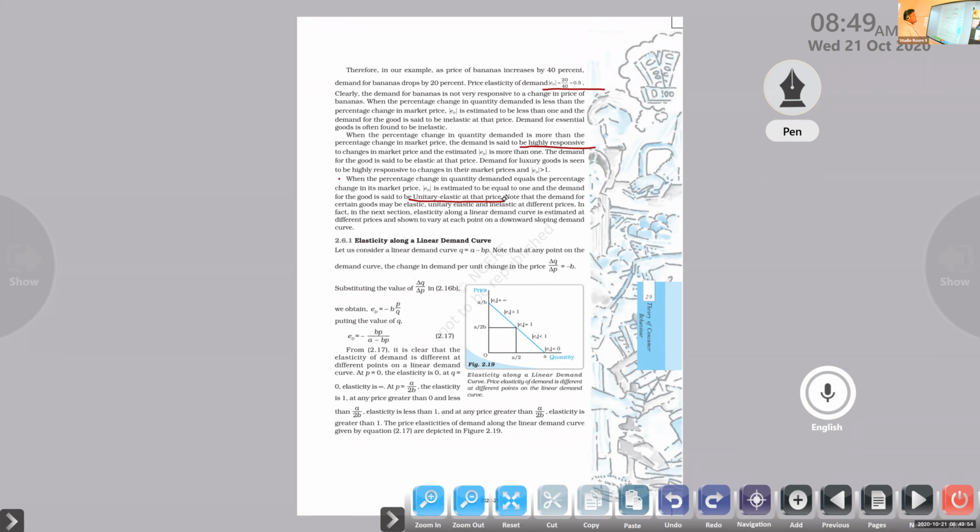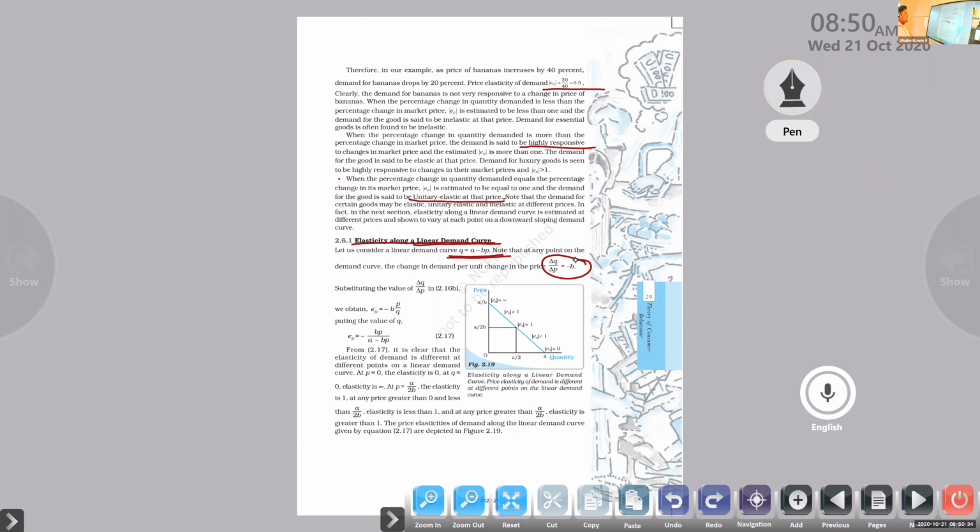Okay, so now we want to understand elasticity along a linear demand curve. Already we studied a number of linear equations in mathematics, right or not? Studied or not? Okay, so here we are taking a simple equation. Let us consider a linear demand curve, Q is equal to A minus BP. At any point on the demand curve, the change in demand per unit change in the price, delta Q divided by delta P, is equal to minus B. Just keep this in your mind.